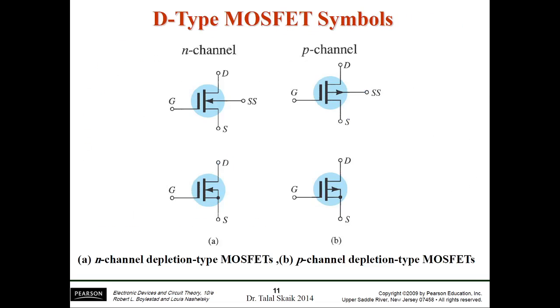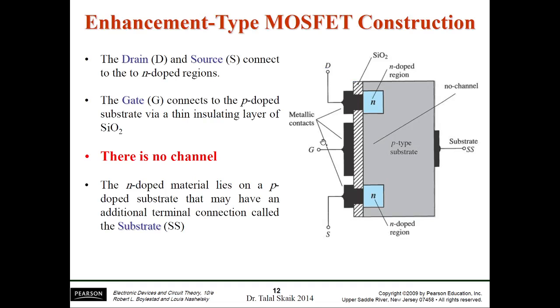Okay, so we'll see the symbols of this. How to remember the symbol? It's all about the arrow. Arrow inside is the N channel depletion MOSFET, and arrow outside is the P channel depletion MOSFET.